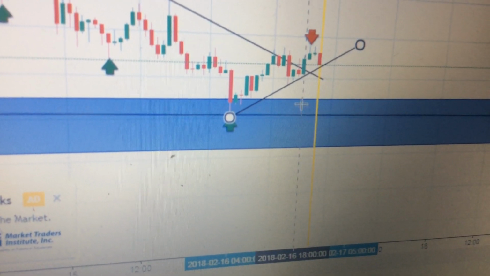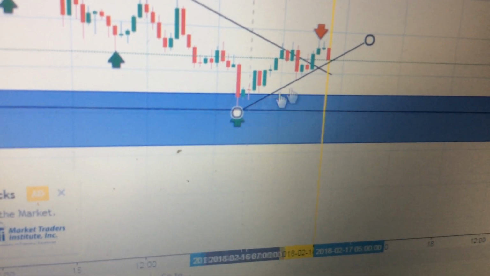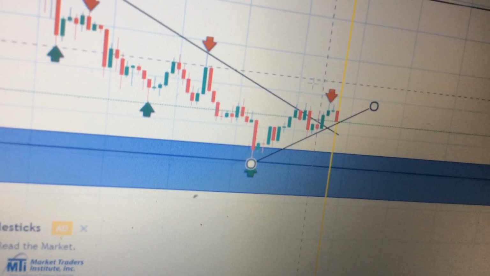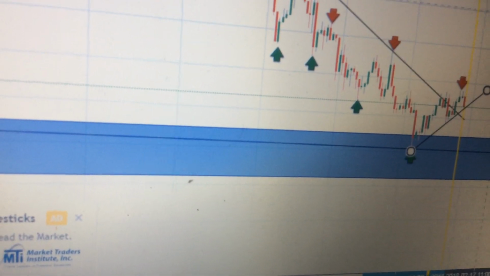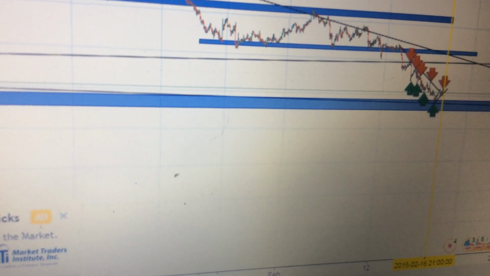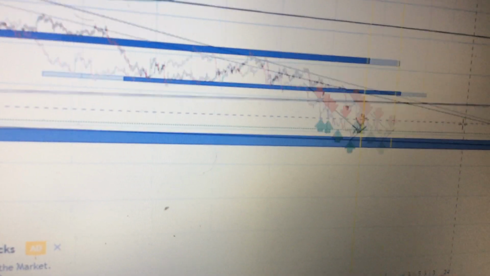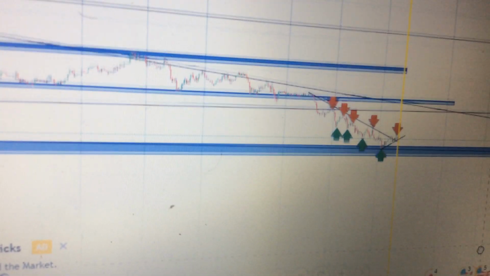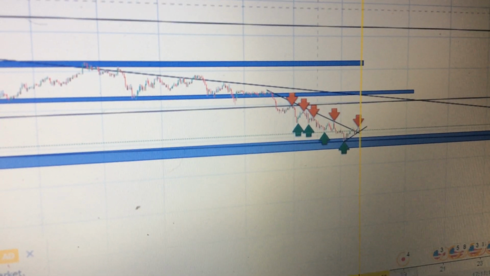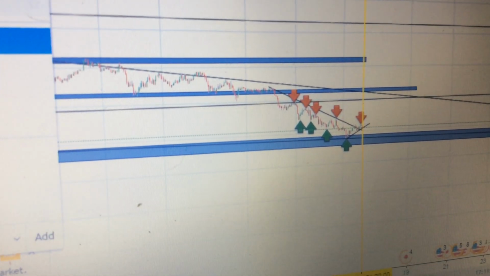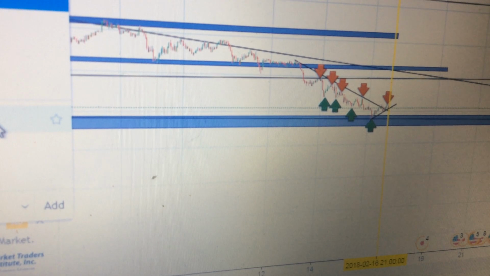Looks like this line is holding as a support line to the upside. So let's see. Yeah, so we'll see what happens there. And I'll do an update here later. Let's just look at the daily real quick.